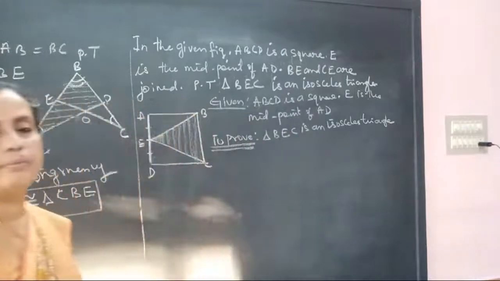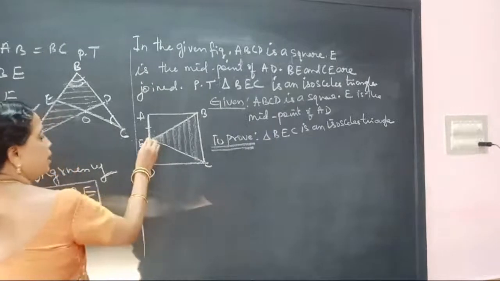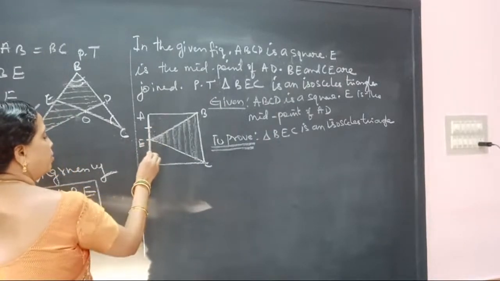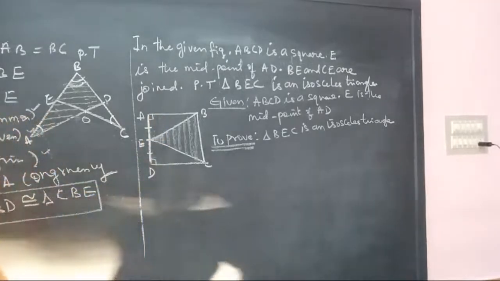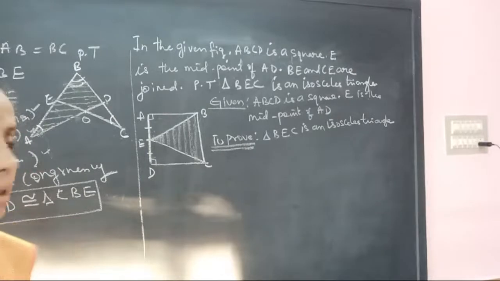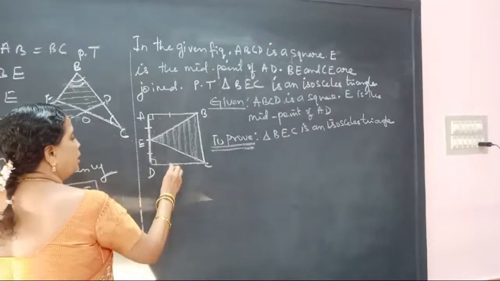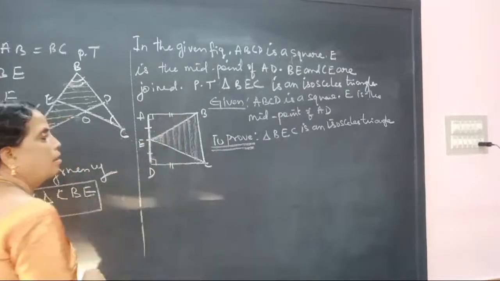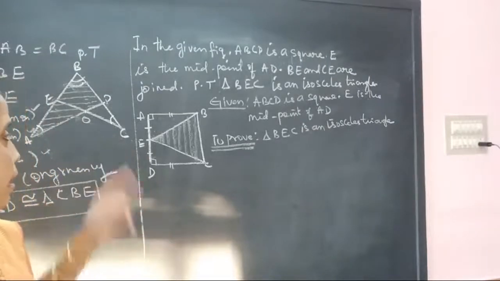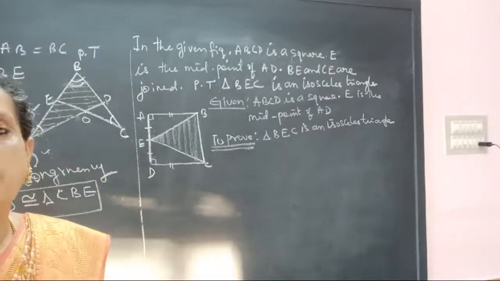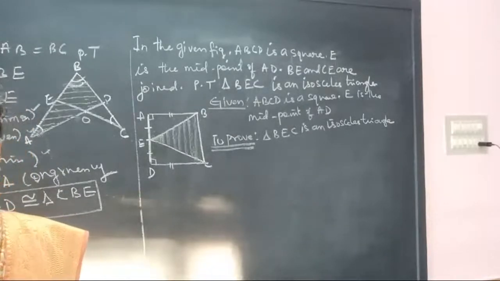Now let us consider these two triangles. Since E is the midpoint, AE equals DE. Since ABCD is a square, each angle of a square is right angle, so these two are 90 degree. And AB equals DC because they are the sides of a square. Is that clear? By SAS congruency, two triangles are congruent. Now write the proof.